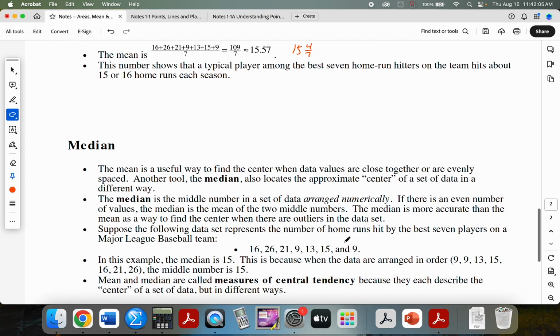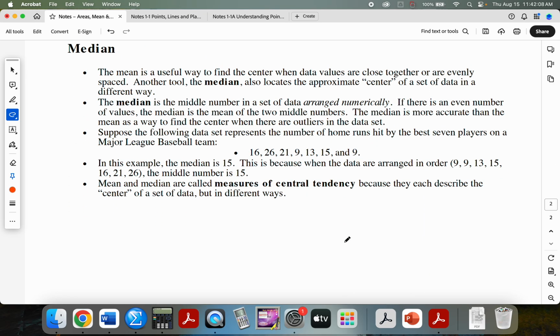All right, so the median. While the mean is one of the useful terms for finding center, another one is the median. It also locates the approximate center of a set of data. Remember, when you find the median, you've got to line your numbers up in order. It doesn't matter whether you go least to greatest or greatest to least. Most people go least to greatest because they're more comfortable with that, because that's the way we count. And then you take the middle number. And if there are 2 that are tied for being in the middle, we take the mean of those 2.